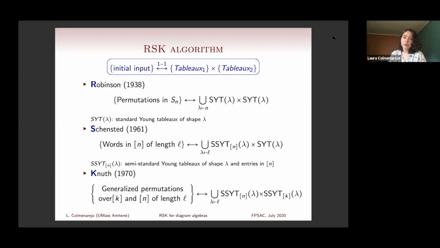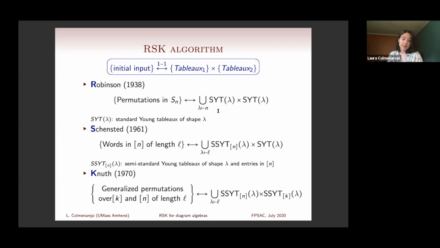So the RSK algorithm has the following main idea. It's a one-to-one correspondence between some initial input and pairs of sets of tableaux. I'm indicating here tableau 1 and tableau 2 because these two sets don't need to be the same, although sometimes they are. The reason why it's called the RSK algorithm is because of three mathematicians. For the R, we have Robinson, who in 1938 presented the one-to-one correspondence between permutations and pairs of standard Young tableaux of the same shape.